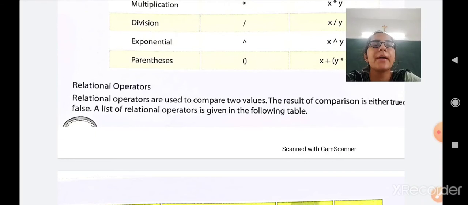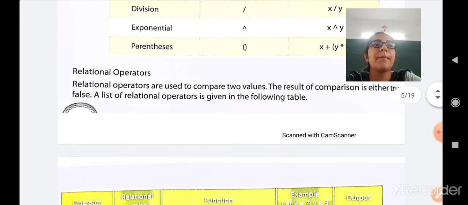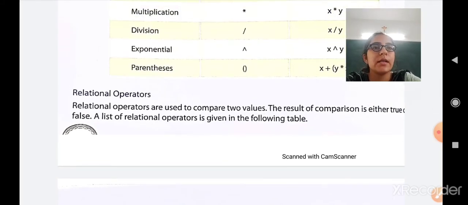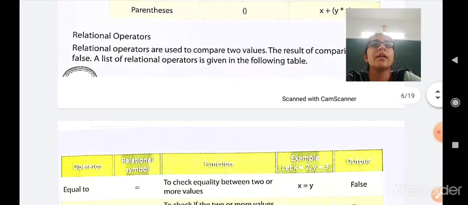It is used to compare the 2 values, that whether the 2 values, which one is greater than or which one is less than, is the value equal to or it is not equal to. So to compare the 2 values, the relational operators are used. The result of the comparison is either true or false. Now let us see the list of relational operators.